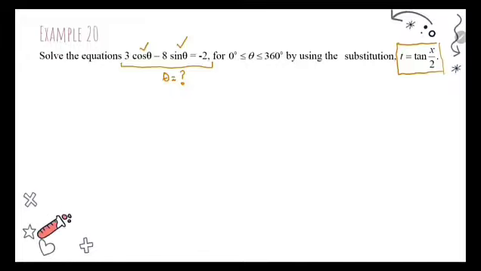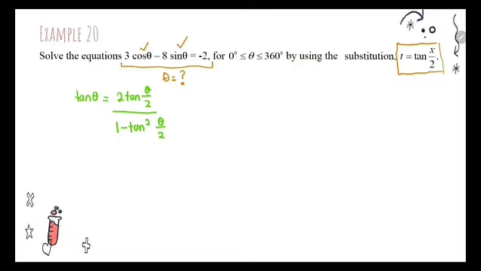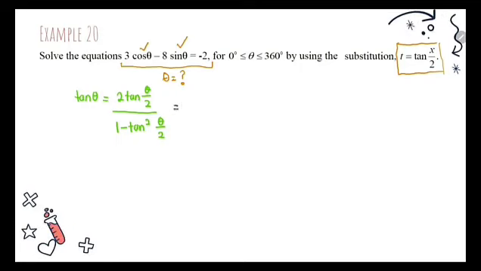Now, what is the formula of half angle? Tangent theta equals 2 tangent theta over 2 divided by 1 minus tangent square theta over 2. Now this is the half angle formula of tangent theta. Now we're going to transfer these to t. Since we have to use t equals tangent x over 2, each and every term of tangent theta over 2, we will substitute with t. So tangent theta equals 2t divided by 1 minus t square.